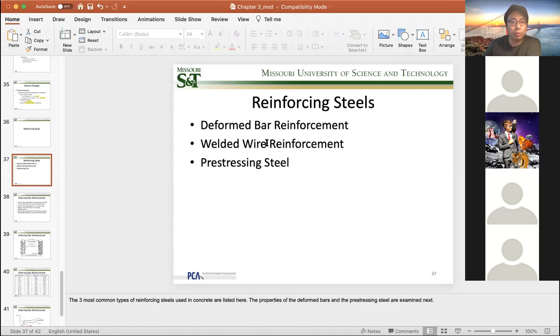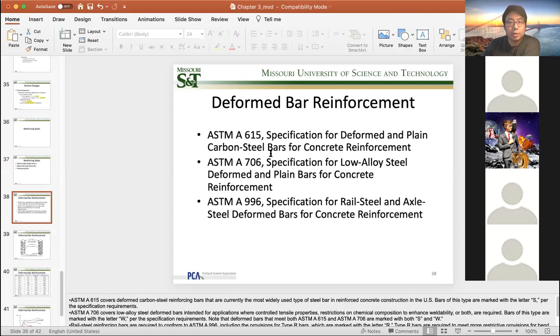And then for the pre-stressing steels, we usually use strands, twisted strands. Each individual wire is twisted together to sustain larger tensile strengths. All right, so there are a lot of standards for the rebars. I don't have to elaborate, you can find them.